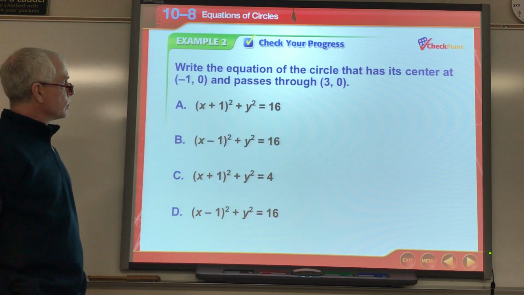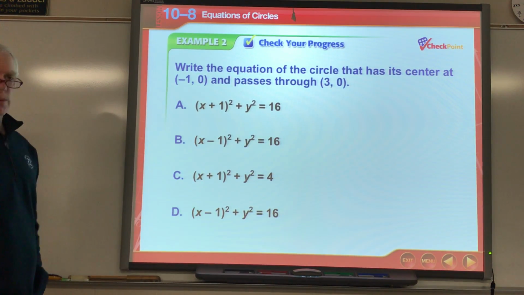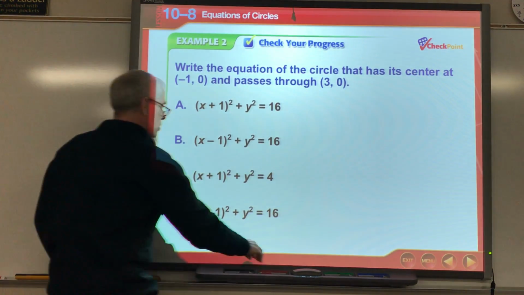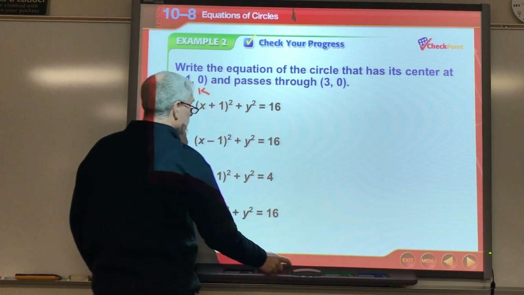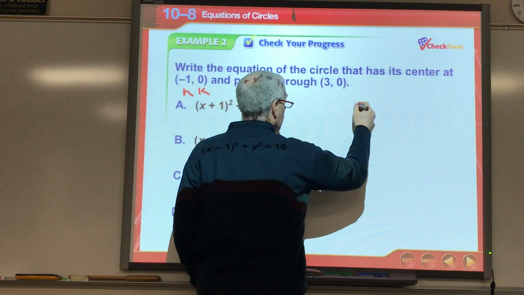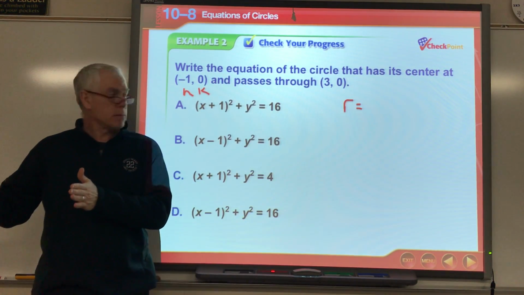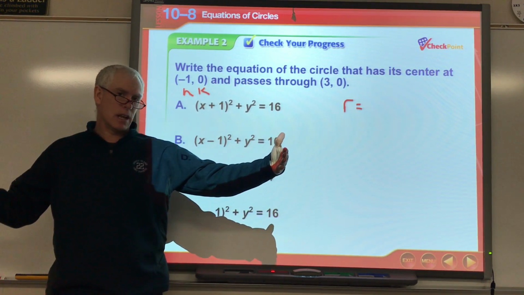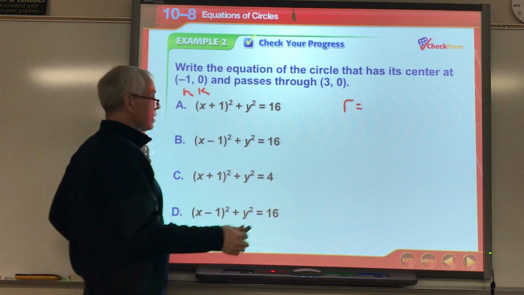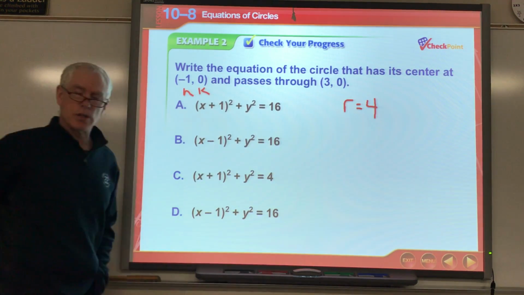All right, why don't you give this one a shot? Similar. Center's at negative 1, 0, passes through the point 3, 0. So, there's your h and your k. Let's talk about r. Okay, negative 1, 0, left 1 up 0, 3, 0. Okay, that's a horizontal distance again of 4. You could use the distance formula if you didn't have that recognition of how it showed up in a graph.